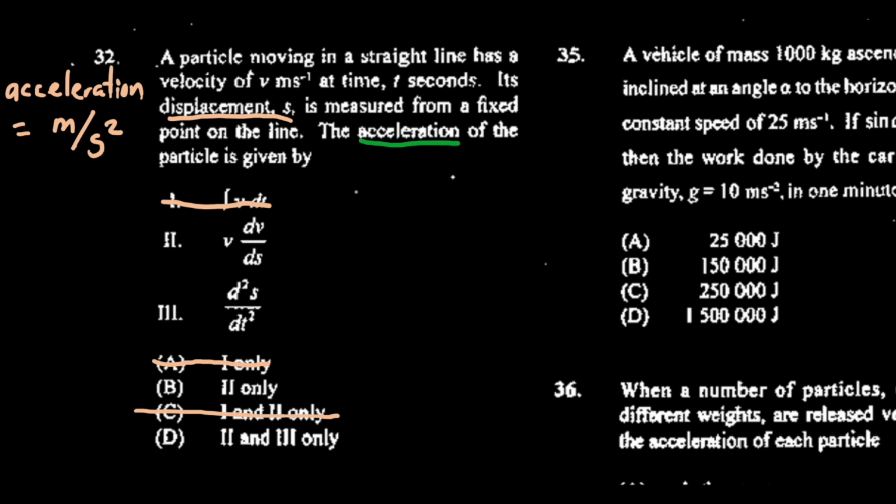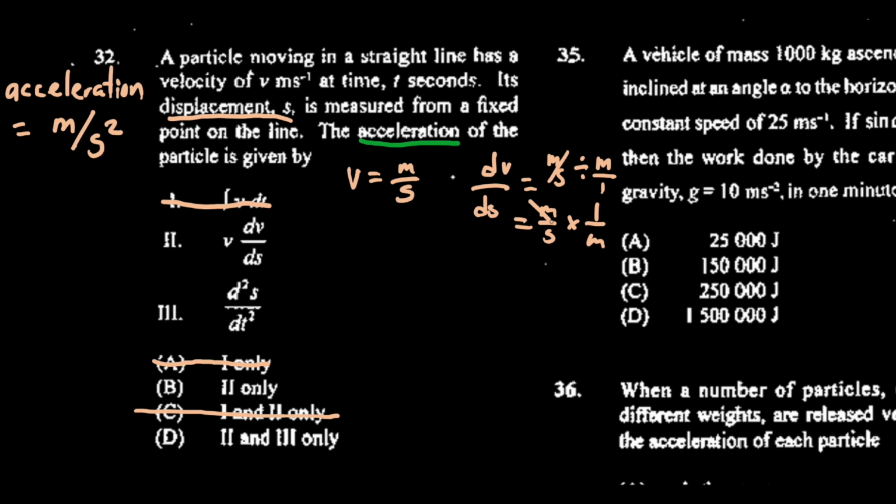So V stands for velocity, which is what? Meters per second. We also have dv over ds. So dv over ds is the same as saying meters per second divided by, what does displacement mean? Meters. So we divide that by meters. So let's see what this would give us. If we simplify this, just like we was doing earlier, we would say m over 1. So then we would be left with m over s times, flip this, 1 over m. Now these two cancel out, so we are left with 1 over s. Therefore, dv over ds is 1 over s.